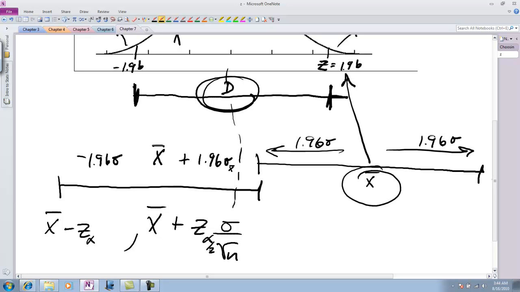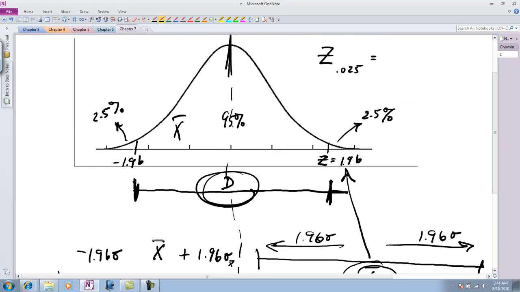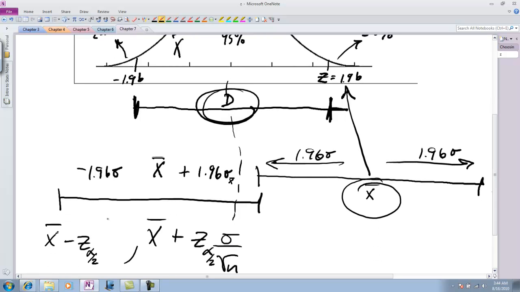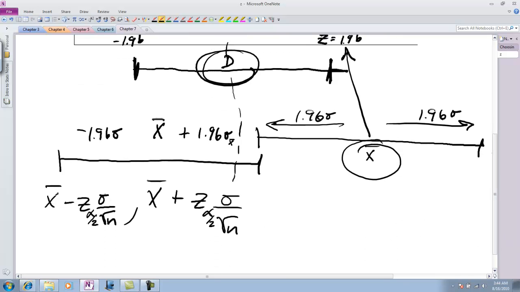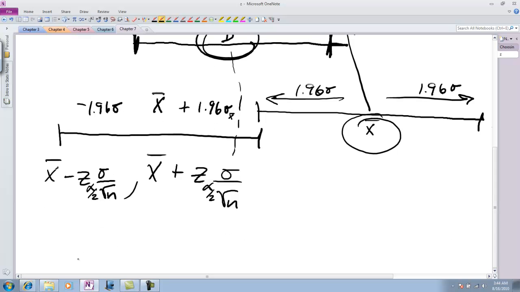Oh, alpha over 2 actually, because I took the 5%. Alpha is our percent uncertainty, which was 5%, because if we're 95% certain, we're 5% not certain. It's actually the chance of being wrong. And we're dividing it by 2 because we're splitting it on both ends. So it's z alpha over 2 times sigma over the square root of n. Okay, so you can see also why you have to know sigma, because if you don't know sigma, you can't use z. All right, different formula.